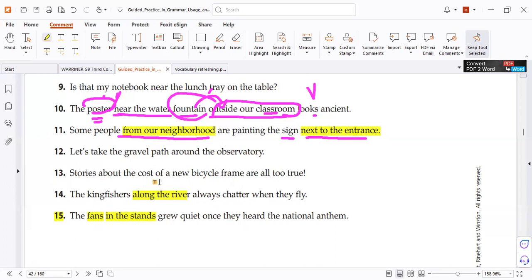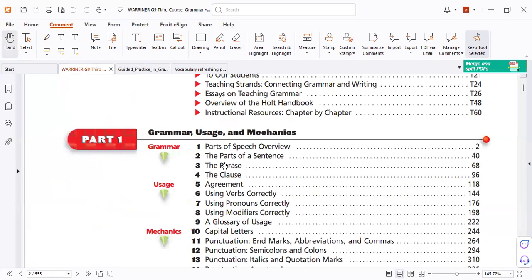Again, the cost of a new bicycle frame. I stopped because I found a verb. And the number 12 is around the number 12. It has around the observatory, that is, it modifies the path. What is it? Our, around. Yes. All of this explanation is already in the chapter here, so you can read it.